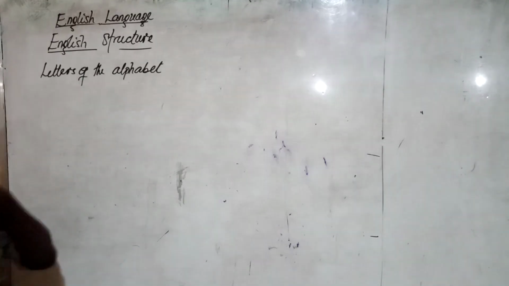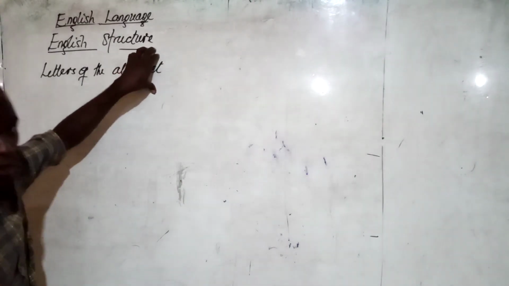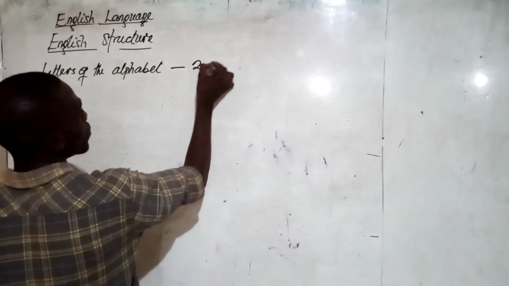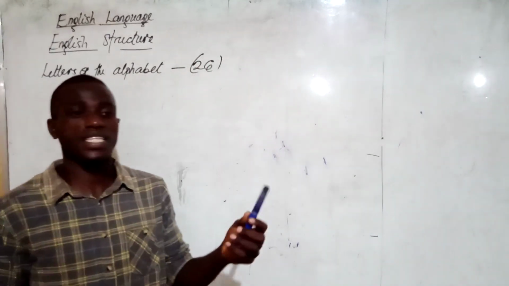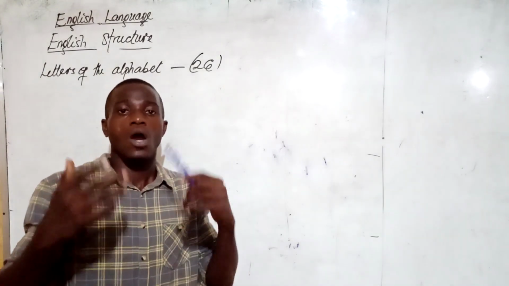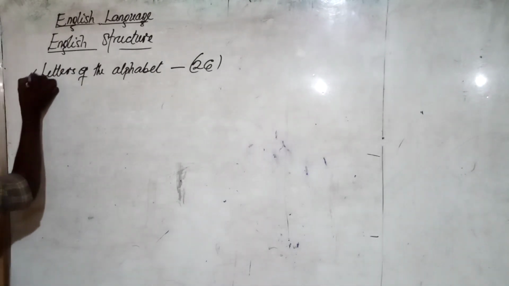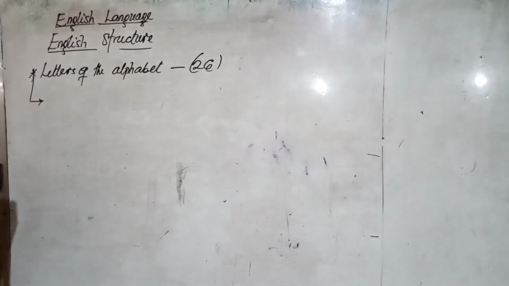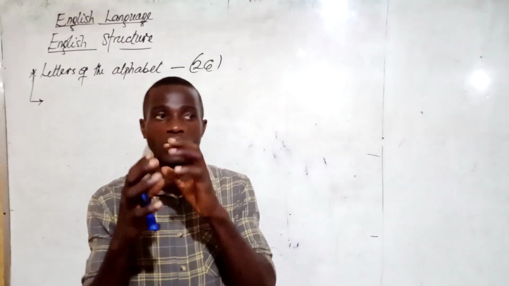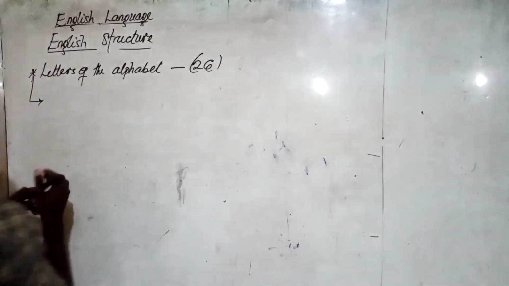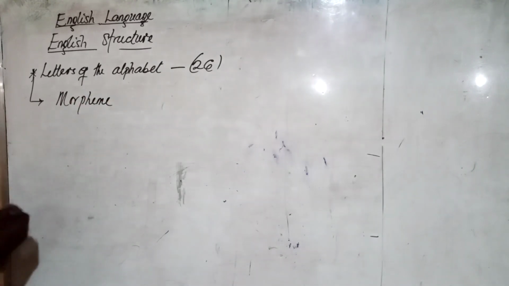So the first structure, the smallest, the simplest structure of the English language, is the letters of the alphabet, and they are 26 in number. They are A, B, C, D, E, F, G, H, all the way to Z. All right, so that's the first structure of English language. Now, these work together with themselves. The letters of the alphabet come together in a number of ways. They combine together, and they give rise to what is called a morpheme.